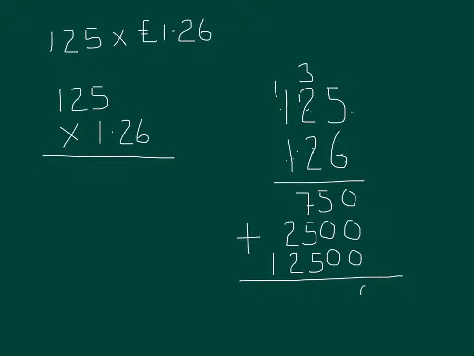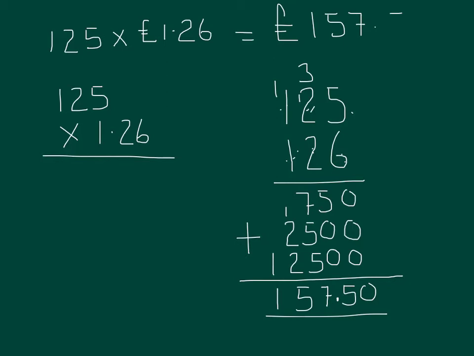0, 0, 0 is 0. 5, 0, 0 is 5. 7 plus 5 is 12, plus 5 is 17. 2 plus 2 is 4, plus 1 is 5. 1 plus nothing is 1. And because it's pounds and pence, we have 2 decimal places for the pence. All you simply do is put a decimal point there, and your answer is, obviously, we write it here, £157.50. There you go.